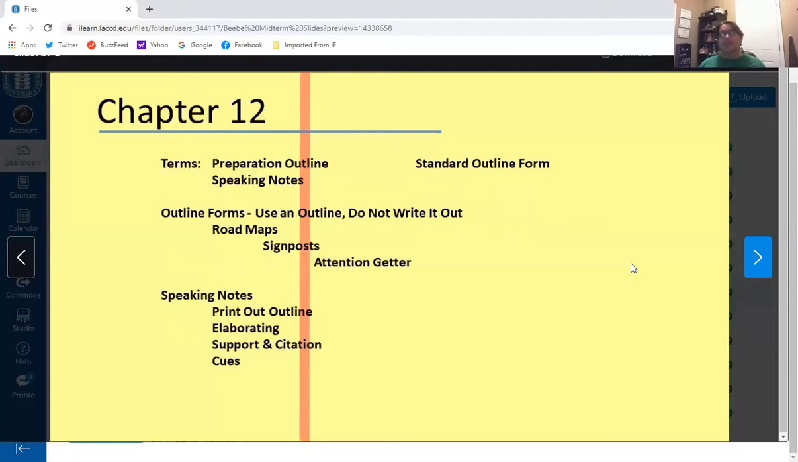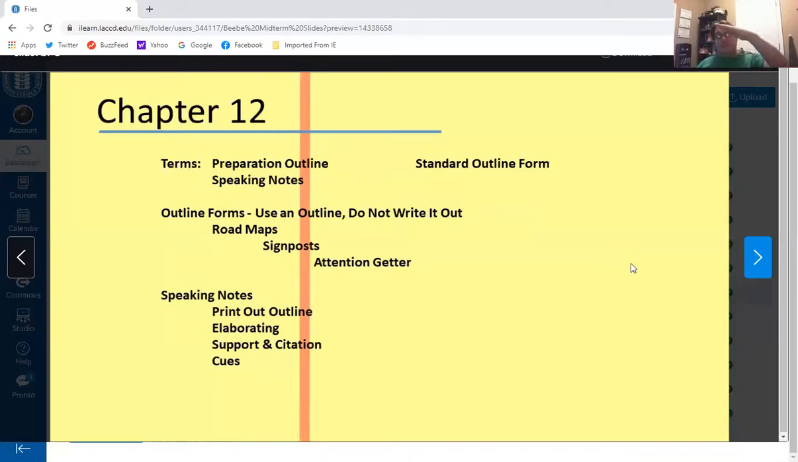And it's just the roadmap that you set up in your speech at the end of your intro, at the beginning of your conclusion: the signposts, the transitions, outline forms. I always say, do not write it out. Do not write out your speech. Just write out a basic outline.